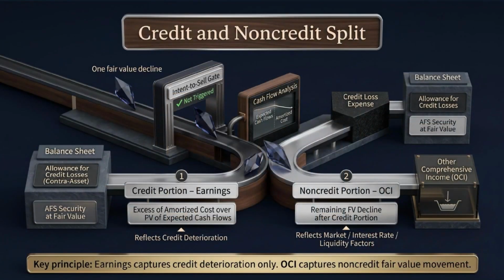If the intent to sell gate is not triggered, the total fair value decline may have two destinations. The credit portion equals amortized cost minus the present value of expected cash flows, and that amount goes through credit loss expense with an allowance. The non-credit portion is the remaining fair value decline after removing the credit portion, and it goes to OCI. The security continues to be measured at fair value. Earnings captures credit deterioration, while OCI captures non-credit fair value movement such as interest rate or liquidity effects.